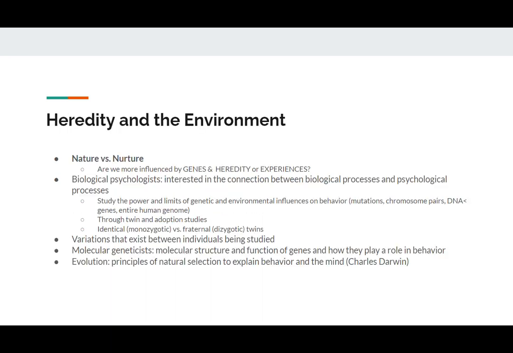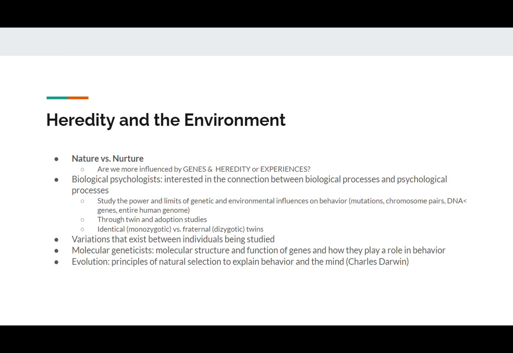Now we have heredity and the environment. An essential question that faces psychologists is the nature versus nurture debate, which we covered a little bit in Unit 1. Please check those videos out if you haven't watched them yet. Are we more influenced by our genes and heredity or by our experiences? Experiences are the nurture part, and nature is genes and heredity, because we can't really change it. Biological psychologists in particular are interested in studying the links between our biological processes, such as mutations, chromosome pairs, DNA, genes, and the entire human genome, and psychological processes.